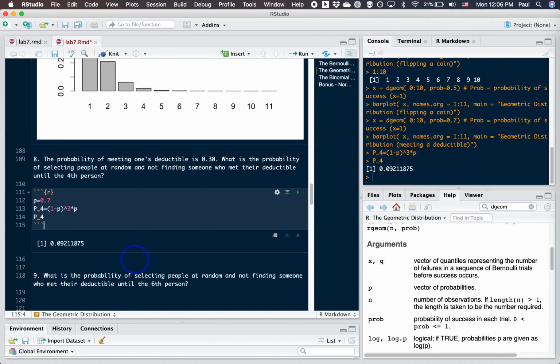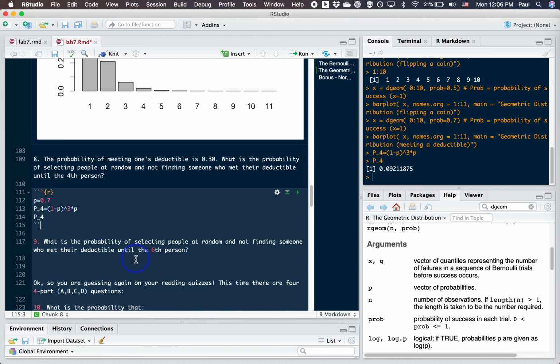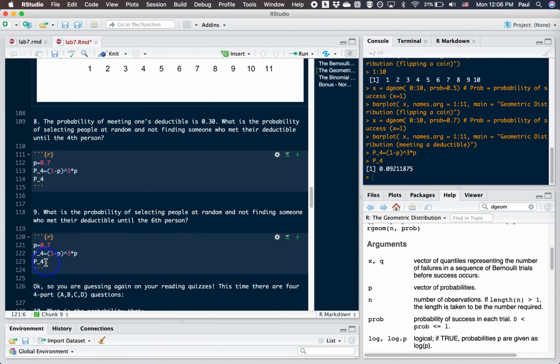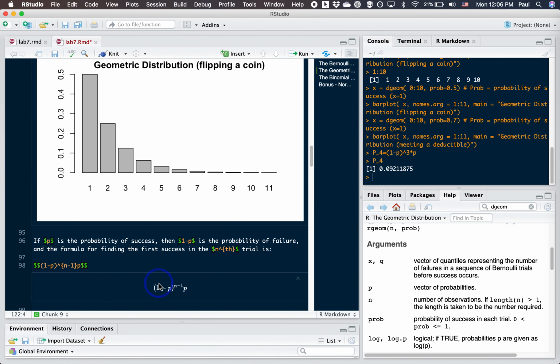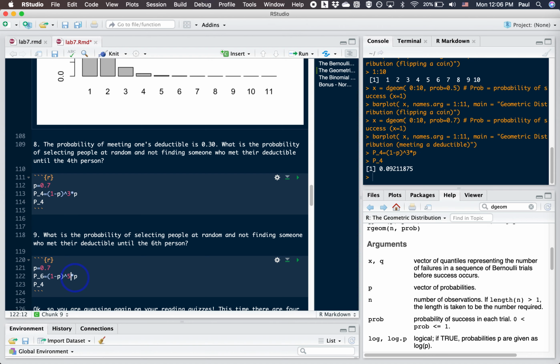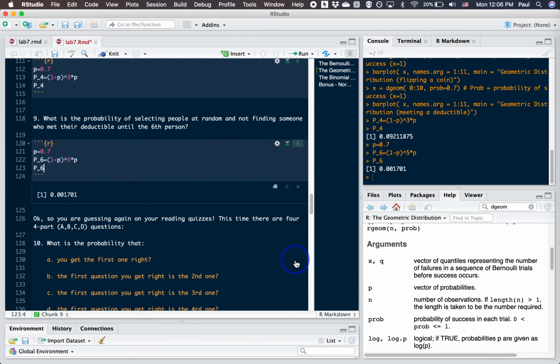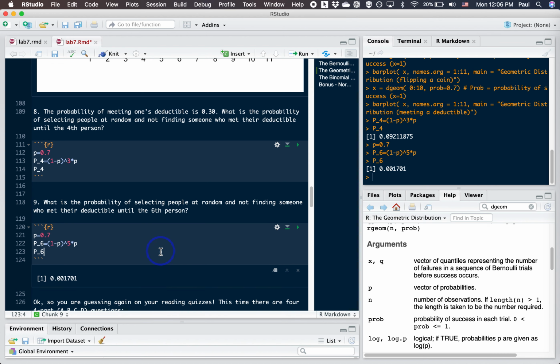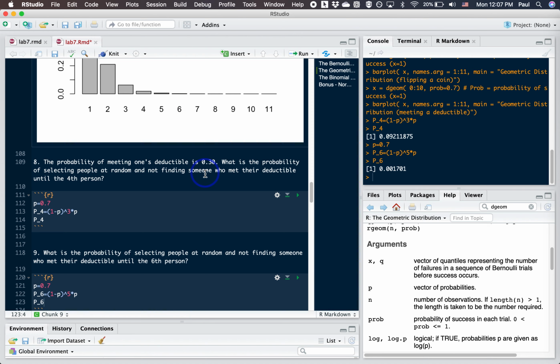What's the probability of selecting people at random and not finding someone who meets their deductible until the sixth person? You see the pattern. It's the same situation where we can look at P of 6. The formula is 1 minus P, where n is 6 now, so we have to put 5 in the exponent, times P. That's a nice way you can calculate. This shows us that the probability of not finding someone who meets their deductible until the sixth person is really low. That's useful information for an insurance company.